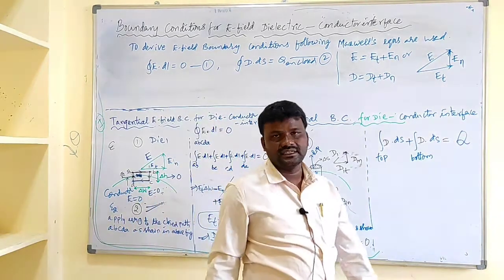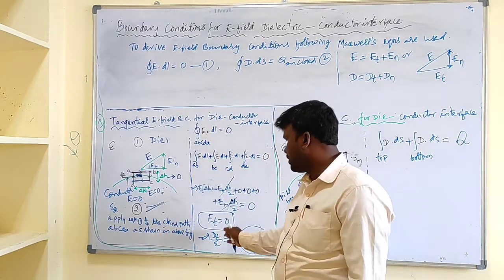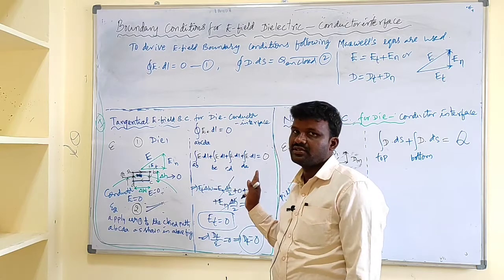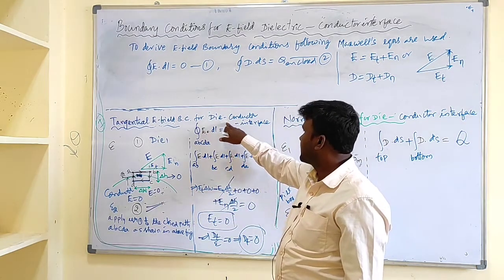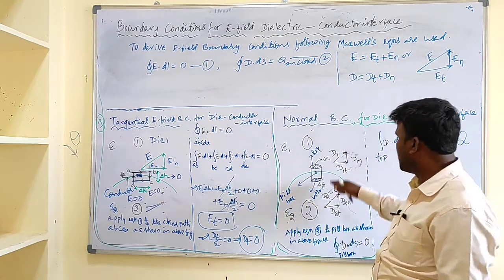As Et is 0, Dt is 0. That means the tangential component of electric field intensity is always 0 in the case of a dielectric conductor interface. Now coming to the normal boundary conditions.